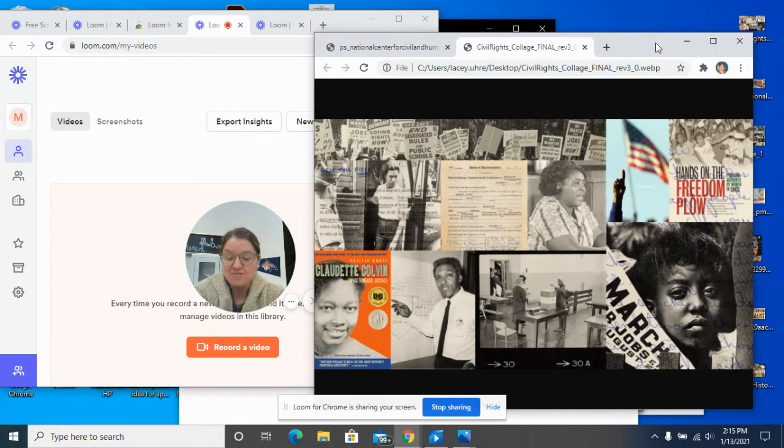So yesterday we learned more about Martin Luther King Jr. and just the importance he's had on American history. So today we are now going to start applying what we've learned to a specific art form. One art form that was popular during the time of the civil rights movement was collage art.